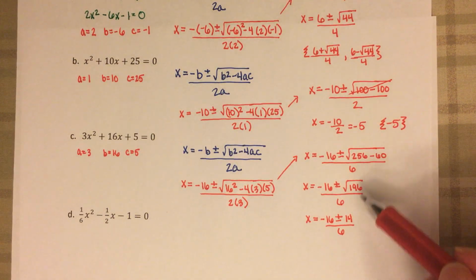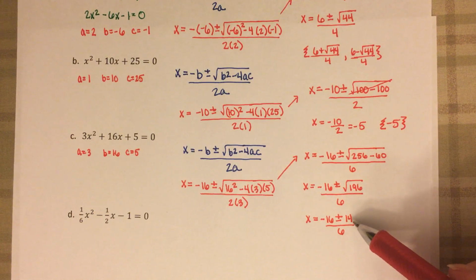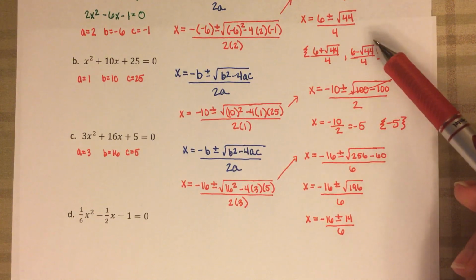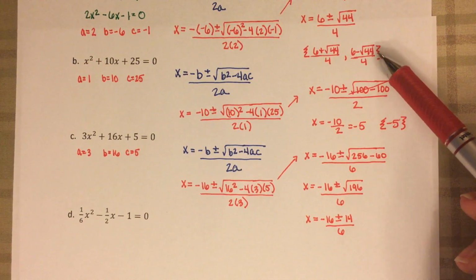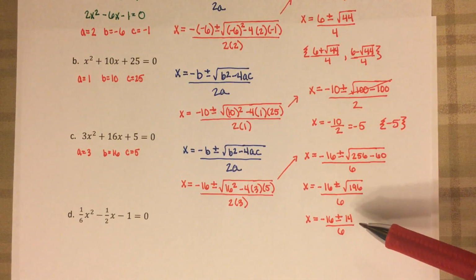So if you type the square root of 196 into your calculator, it gives you 14. Up here in this one, if you type square root of 44 in your calculator, it gives you a weird, crazy decimal. If it gives you a decimal, you know to stop. If it works out, then we need to take one more step.